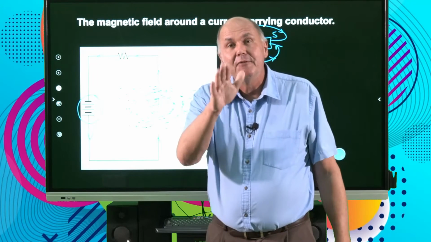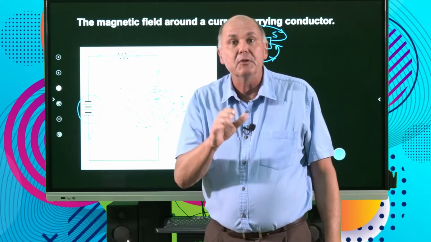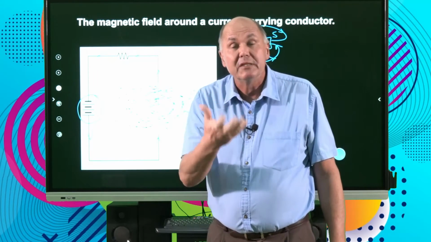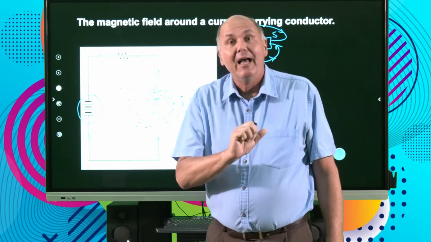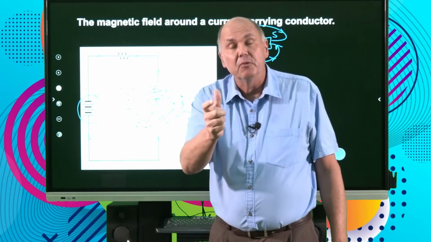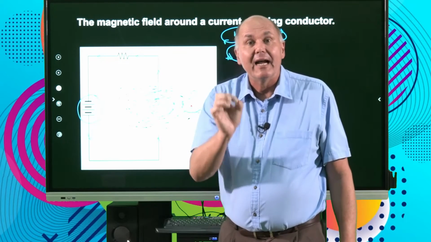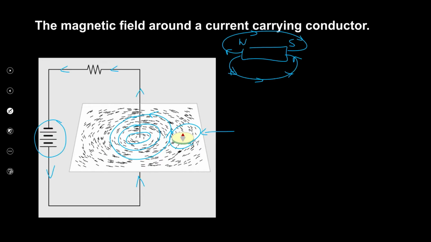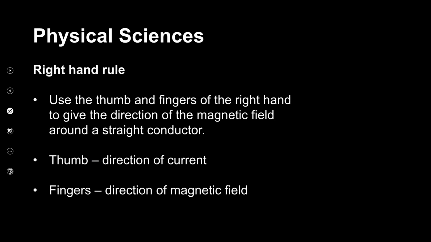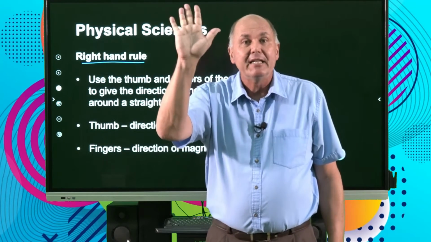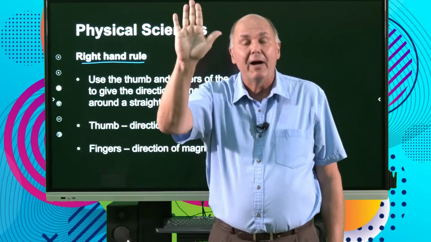Now, it's very important that we are able to determine and predict in which direction a magnetic field will be associated with a current passing through a conductor. And so we have a number of rules to do that. And the first rule that we're going to look at is the right-hand rule. Now, please remember, don't get mixed up. It's not the left-hand rule, it's the right-hand rule.